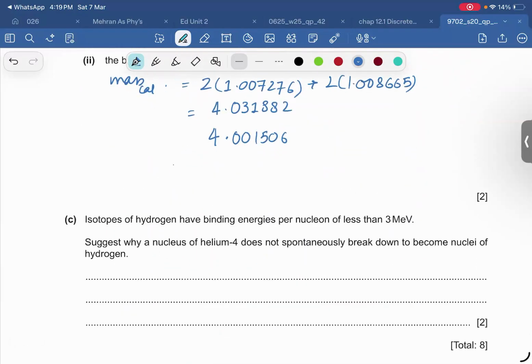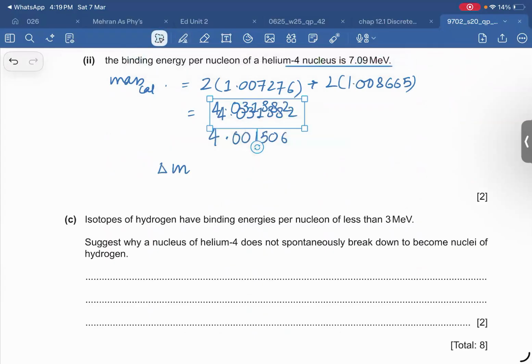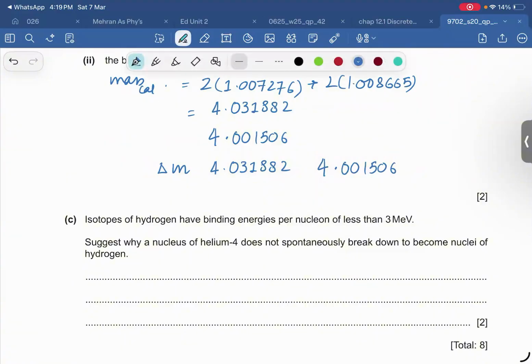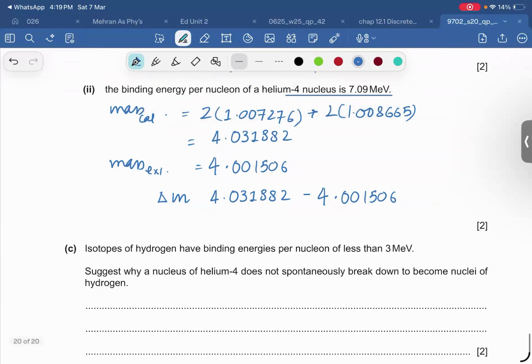To find the mass defect, delta M, you have to subtract the two masses. Tell me the value, please. 0.030376, and it is in u.